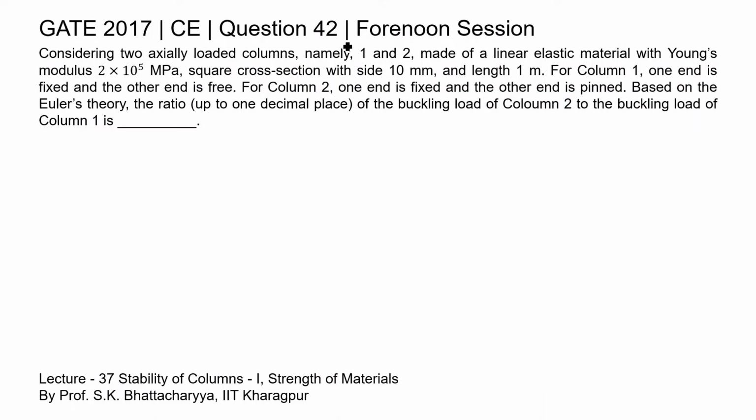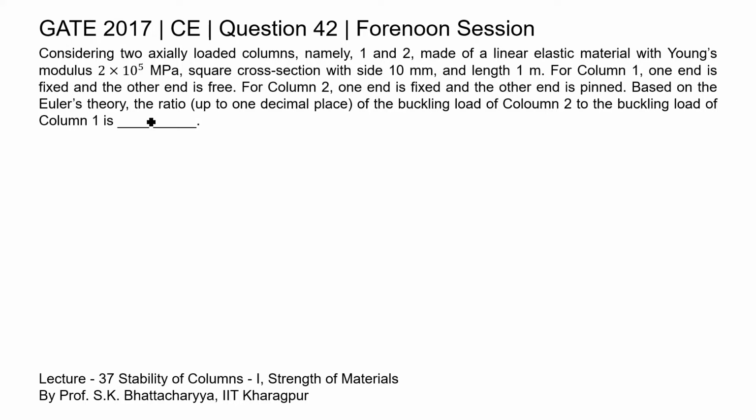This is question 42 of civil engineering paper of GATE 2017 forenoon session. Considering two axially loaded columns, namely 1 and 2, made of a linear elastic material with Young's modulus 2 into 10 to the power 5 megapascal, square cross section with side 10 mm and length 1 meter. For column 1, one end is fixed and other end is free. For column 2, one end is fixed and other end is pinned.